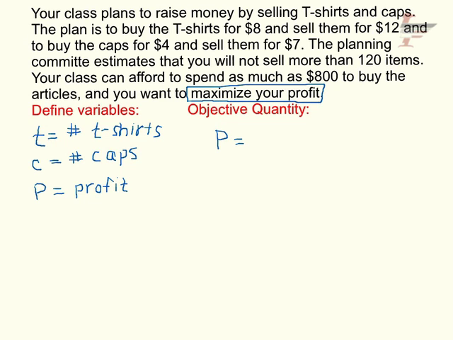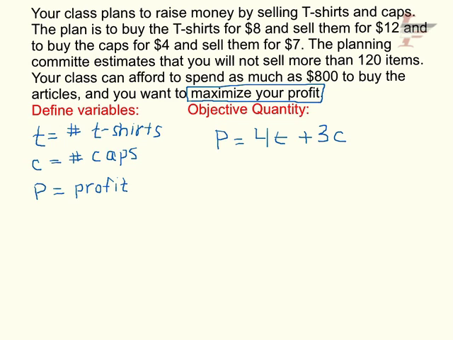So if you buy t-shirts for $8 and sell them for $12, you're going to make a $4 profit, right? Because you spent $8, sold them for $12, so you just made $4 on t-shirts. So my profit is going to be 4T. Same idea for the caps. You're going to buy them for $4, sell them for $7, so you're making a $3 profit. So that's going to be plus 3C. So that's your objective quantity to maximize your profit.